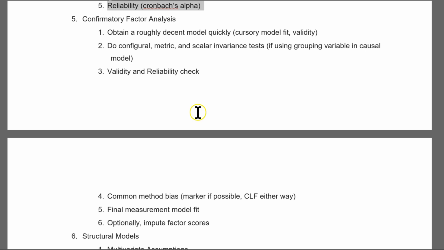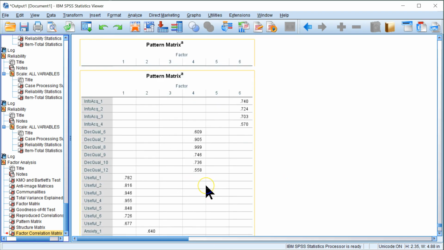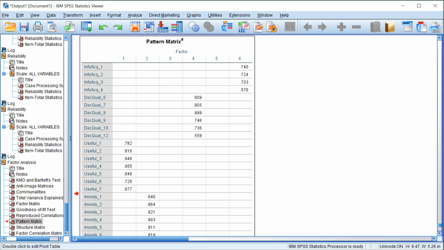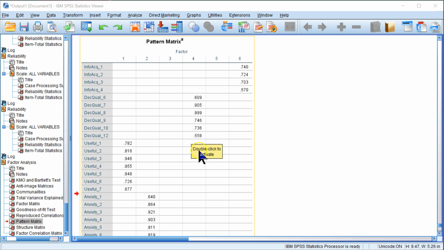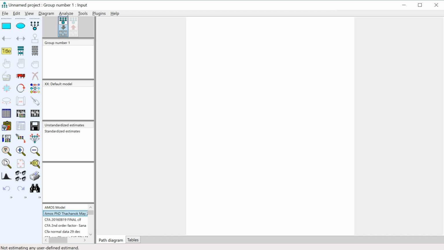Save that. Confirmatory factor analysis. So much to do here. Let's go do it. All right, let's grab our pattern matrix again. Here it is. Right-click, copy. Let's not save this. We're going to save the data set. Make sure the data set is saved. Then we're going to go open AMOS.